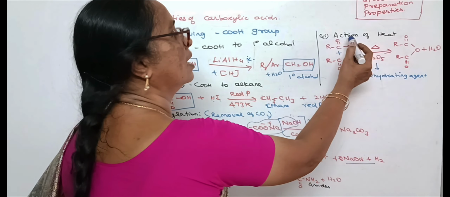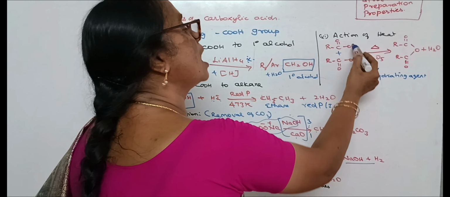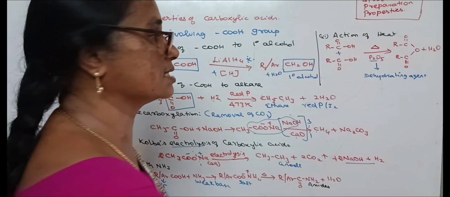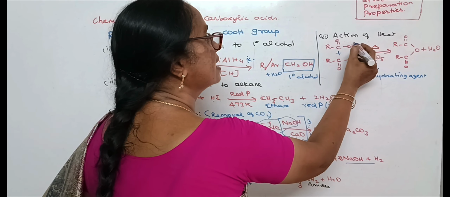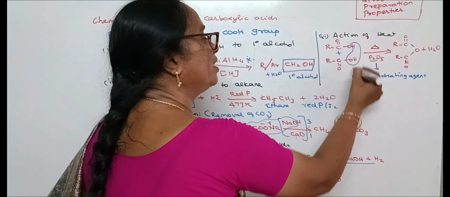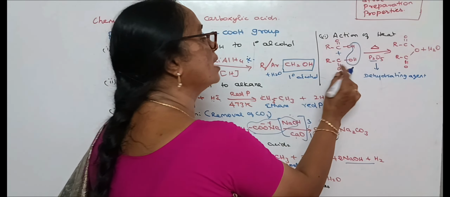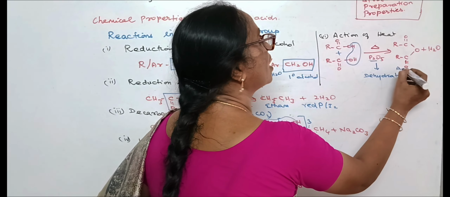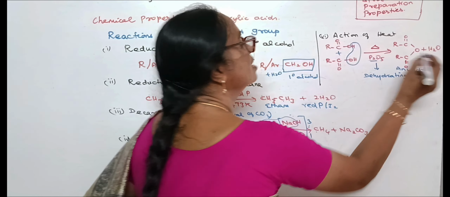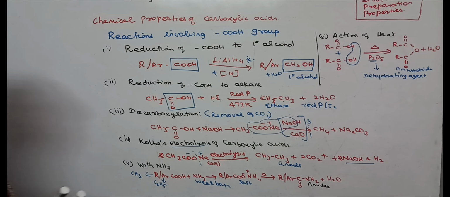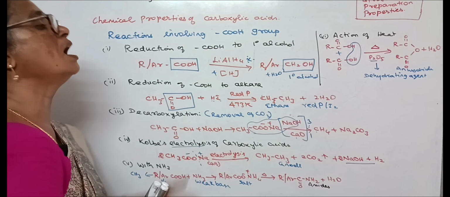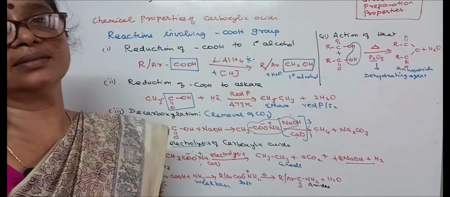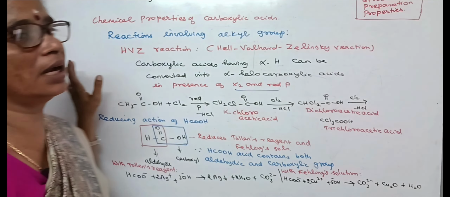The last reaction, action of heat. When two carboxylic acids are taken and heated in presence of phosphorus pentaoxide, which is a dehydrating agent, there is a loss of water molecule between the carboxylic acid groups. So this is called intermolecular dehydration of carboxylic acid that results in the formation of anhydride. So that's all the reactions in which the entire carboxylic group is converted into either alcohol or hydrocarbon or amide or anhydride. Reactions involving alkyl group.